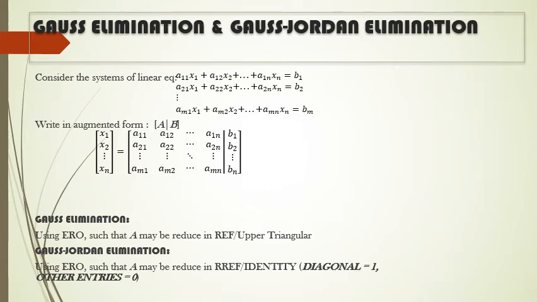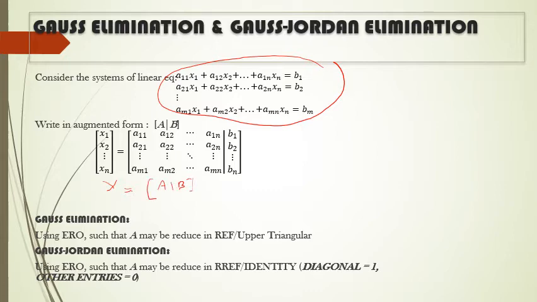Okay, hi everyone. In this video, I'm going to show Gauss elimination and Gauss-Jordan elimination to solve a system of linear equations. So if it's given this system of linear equations, okay, this one. If you write it in augmented form, [A|B], okay, this is called augmented form.